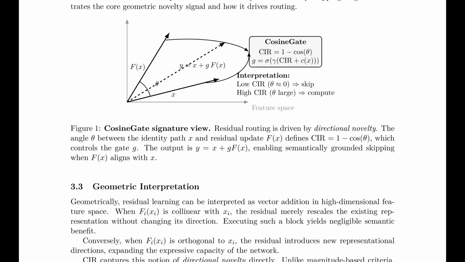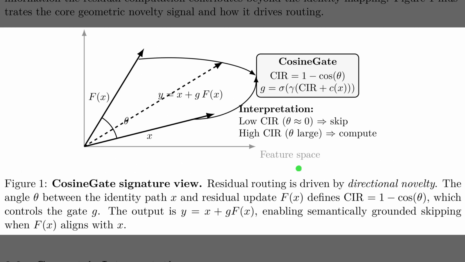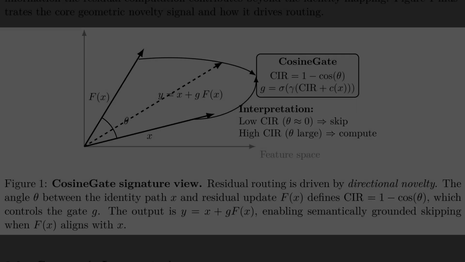Figure 1 explains why the method can skip work without labels, because it checks whether a residual block adds a new direction in feature space. The diagram shows x as the identity path and f(x) as the residual update, with the angle theta capturing how different they are. The cosine incompatibility ratio equals 1 minus cosine of theta, so small angles mean redundancy. The gate g then shrinks or keeps f(x), and y equals x plus g times f(x).